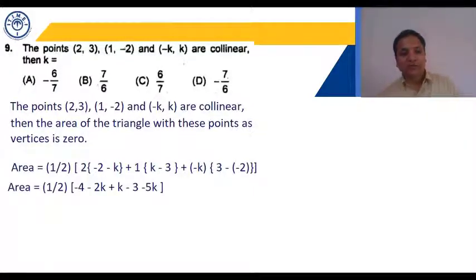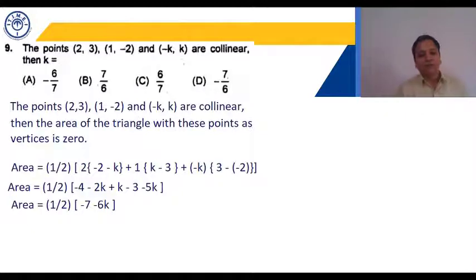So it becomes half remains as it is, minus 4 minus 2k plus k minus 3, and 3 minus of minus 2 becomes 5, but it's minus k outside, so it becomes minus k. Now this becomes half, minus 5k and minus 2k becomes minus 7k, but plus k is also there, so it becomes minus 6k, and minus 4 in minus 3 becomes minus 7.